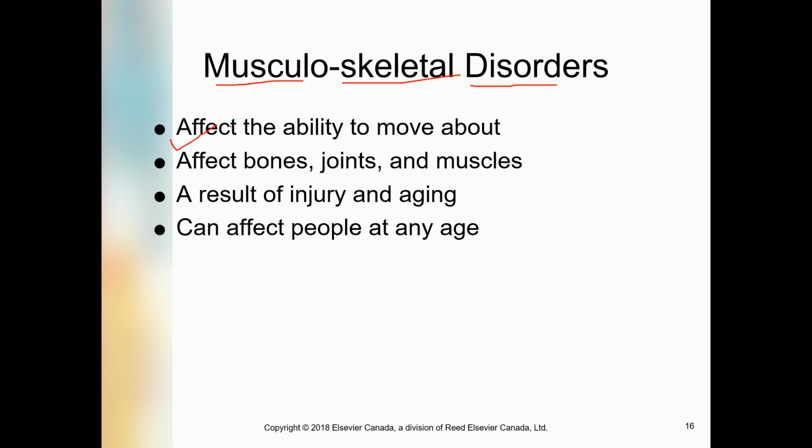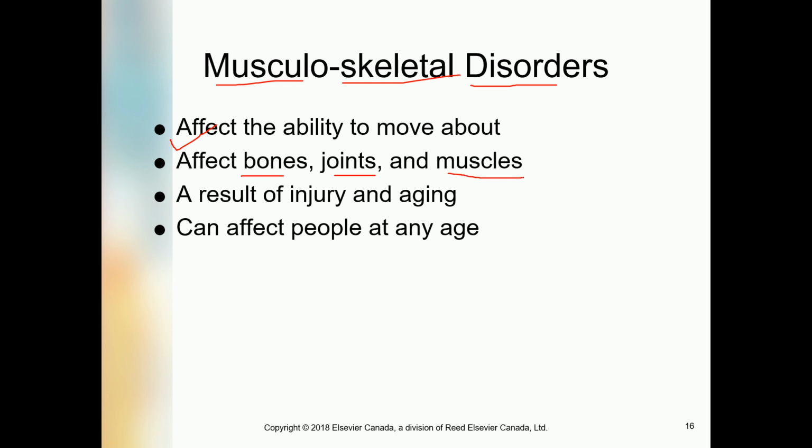Our movement is affected, which we also call the gait, G-A-I-T. Our gait and our balance are affected. We cannot maintain balance when we have a musculoskeletal disorder, and definitely we fall, and it impairs our movement. It affects the bones, joints, and muscles.